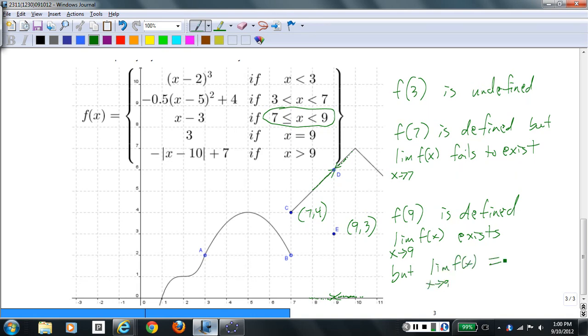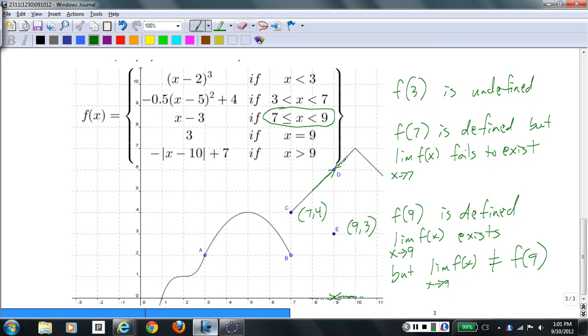approaches 9 does not equal what the function is defined to be at 9. And that causes the function to be discontinuous at 9. So it'll remedy all three of these if I can just change this not equal to an equal to. If I could just fix that.